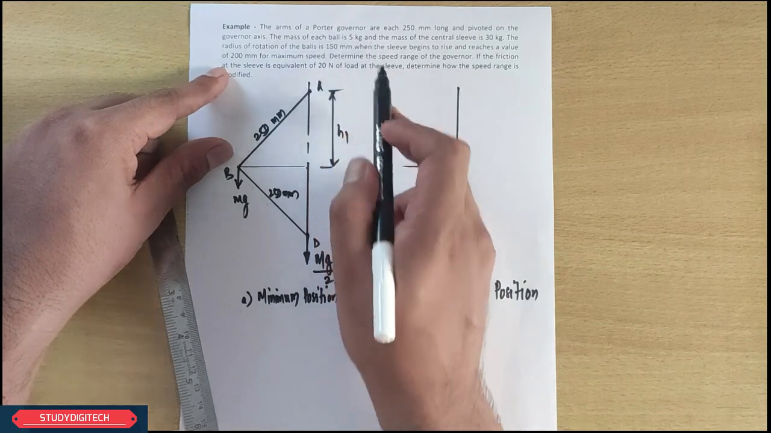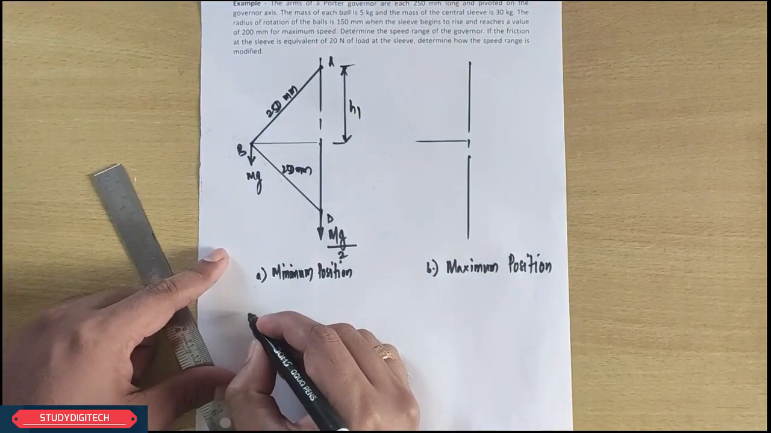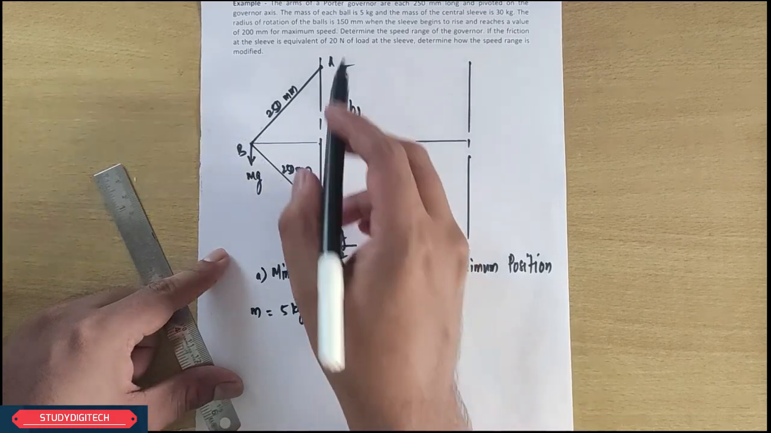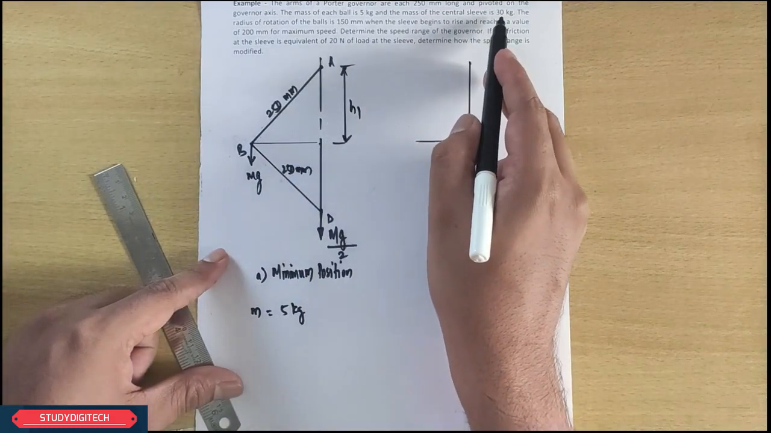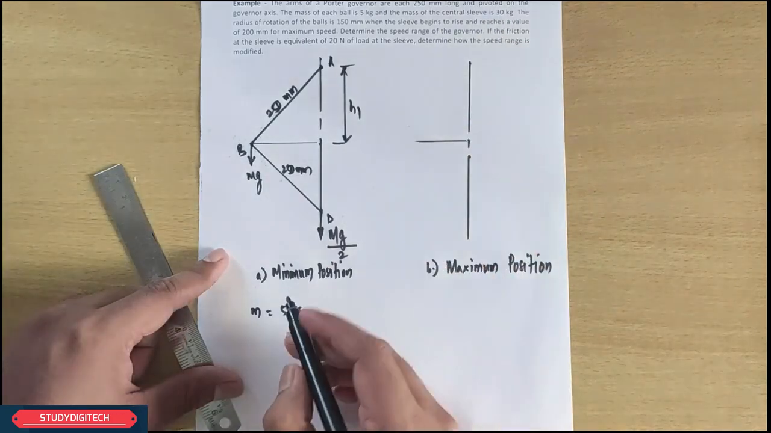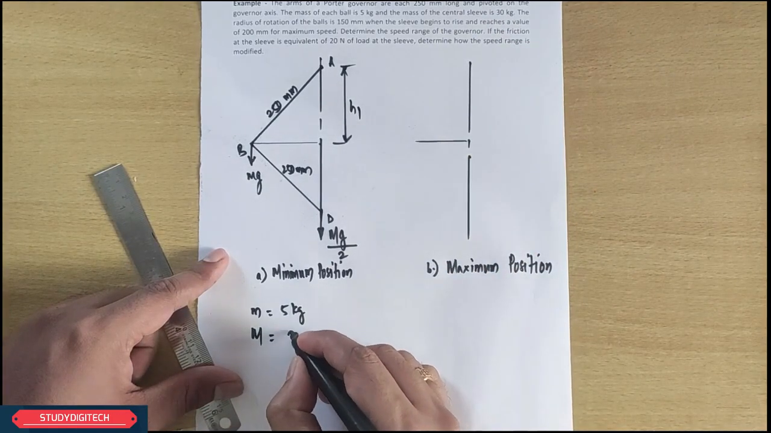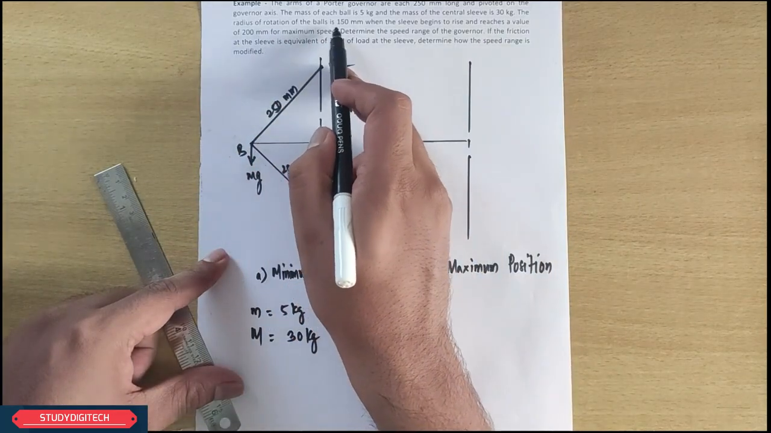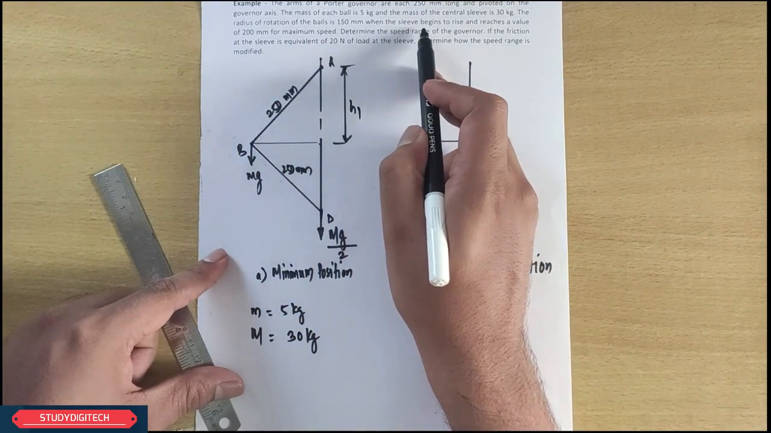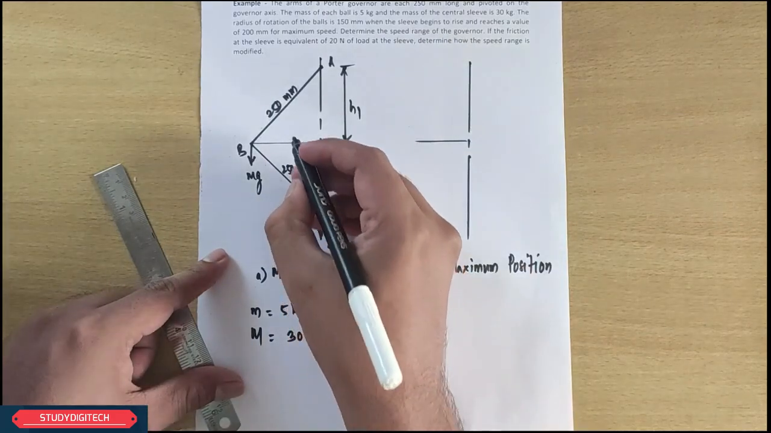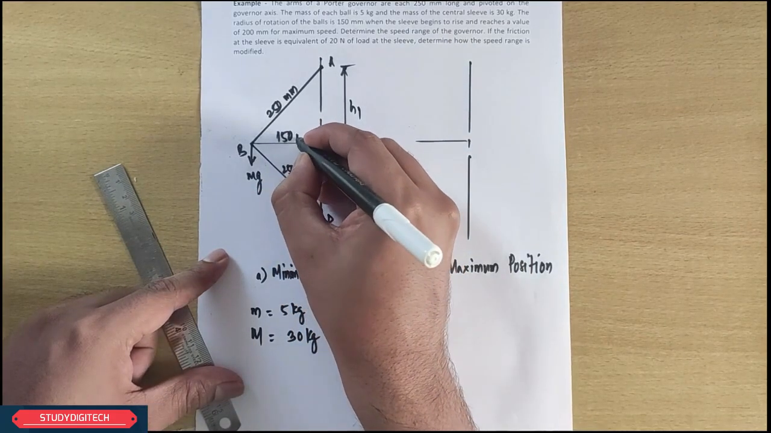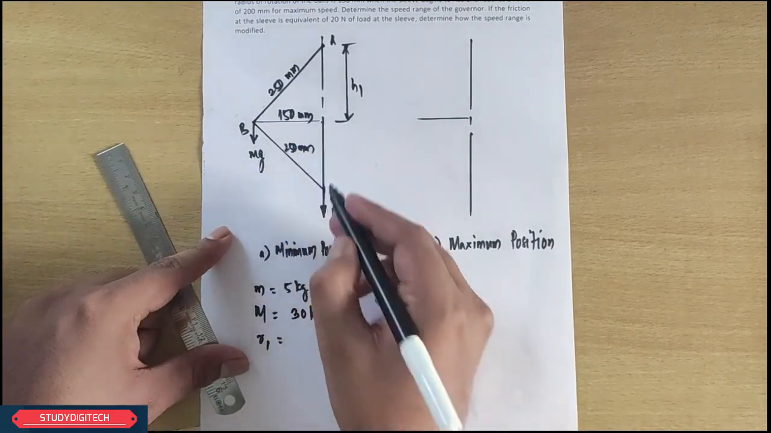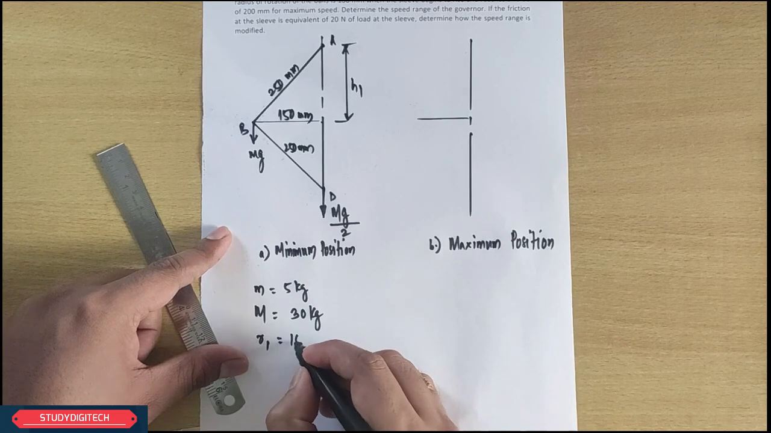Then the mass of each ball is 5 kg. So they have given data: mass of each ball is 5 kg, and mass of central sleeve is 30 kg, so that is capital M equal to 30 kg. The radius of rotation of balls is 150 mm when the sleeve begins to rise, means minimum position. So we have 150 mm as minimum radius of rotation. So r1 is 150 mm.